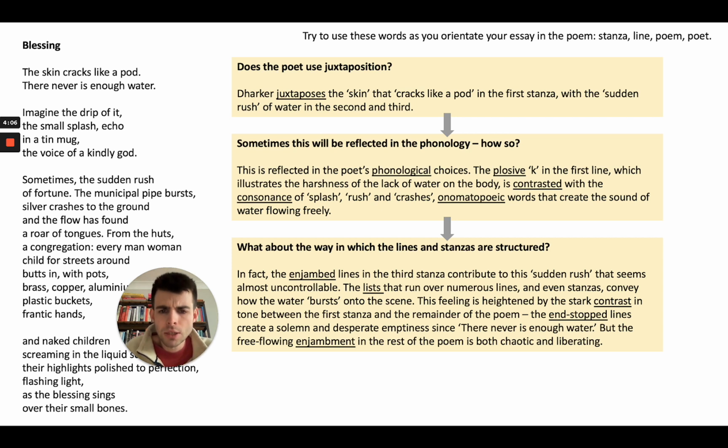This is reflected in the poet's phonological choices. The plosive k in the first line, which illustrates the harshness of the lack of water on the body, is contrasted with the consonants of splash, rush, crashes, onomatopoeic words that create the sound of water flowing freely. Don't worry if you don't know what those words mean fully. We'll touch on those in the next couple of slides.